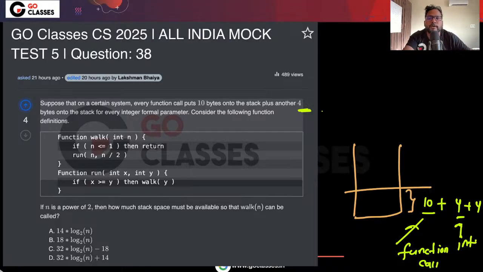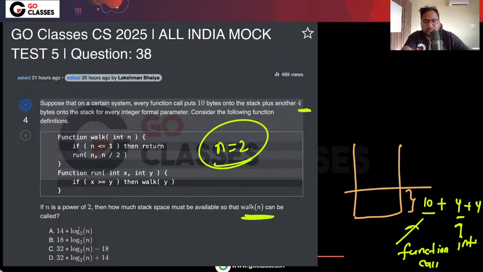Okay, how many of you were able to solve this question, by the way? In the exam, how many of you were able to solve this question? To solve this question, you can take some value of n. Let's suppose n is 2, which means walk 2. So in that case, it will be 14. It is 18. This is 32 minus 18. So you can take n equal to 2 and then you can solve this question very easily, right?